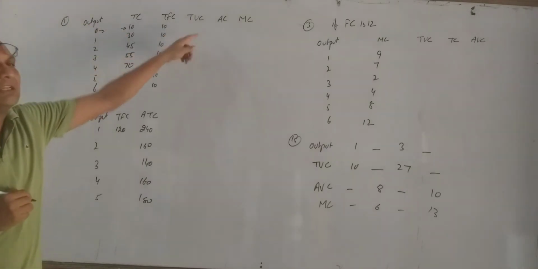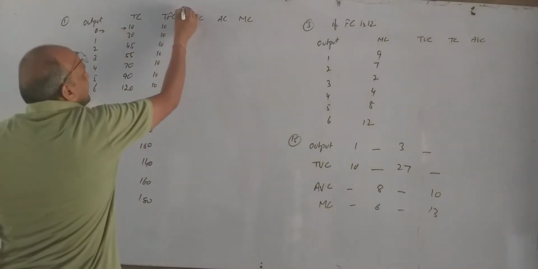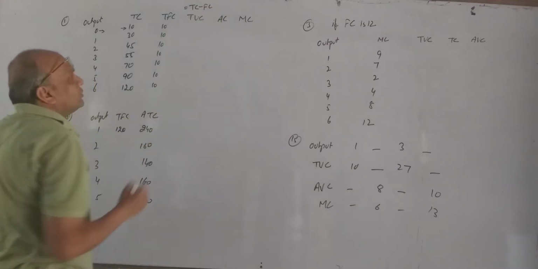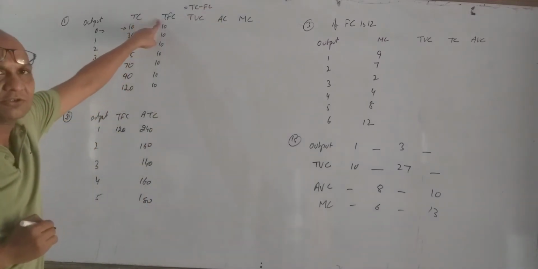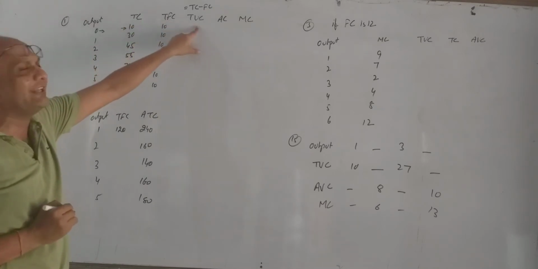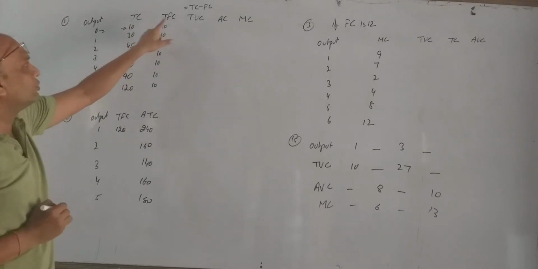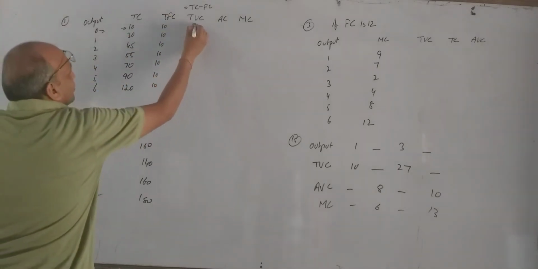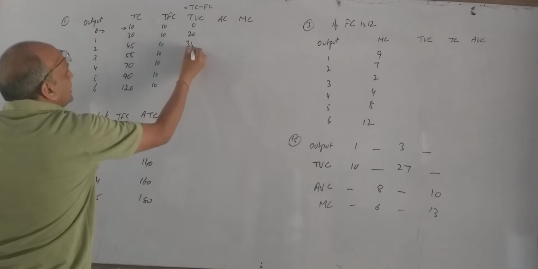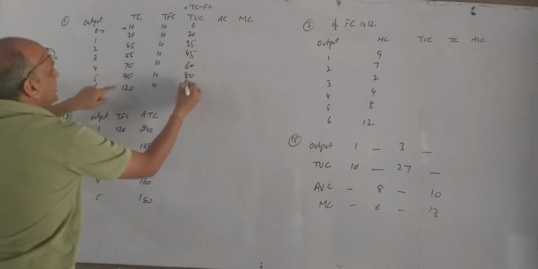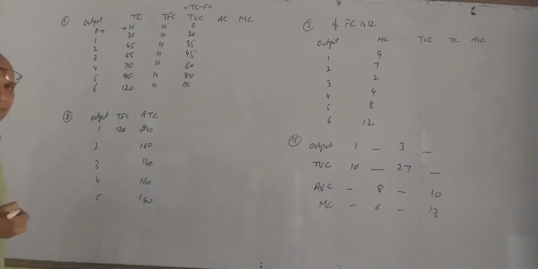Now the sum is asking TVC. What is the formula for TVC, my dear? TC minus FC, total cost minus fixed cost. Because as we know, total cost is equal to fixed plus variable, and here total cost and total fixed cost are given. So the difference will be variable cost: 0, 20, 35, 45, 60, 80 and 110.